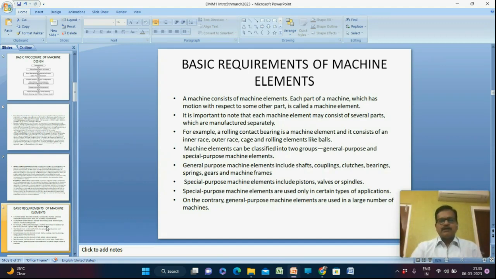A machine element can be classified into two groups. First one general purpose and second one special purpose. General purpose machine elements include shafts, couplings, clutches, bearings, springs, gears and machine frames. Special purpose machine elements include piston, valves, spindles. Special purpose machine elements are used only in certain types of applications, whereas general purpose machine elements are used in a large number of machines.